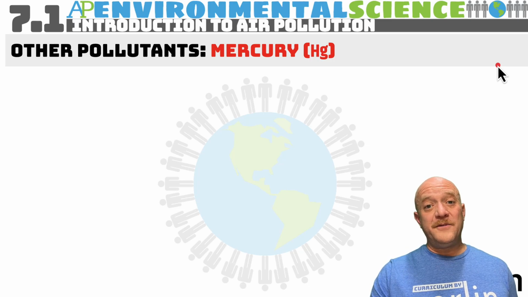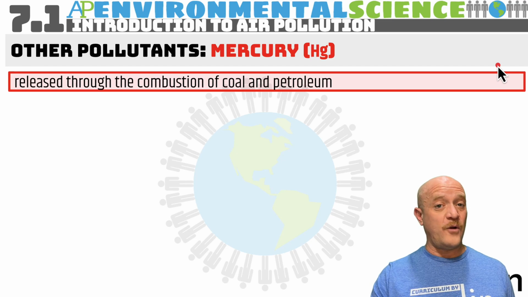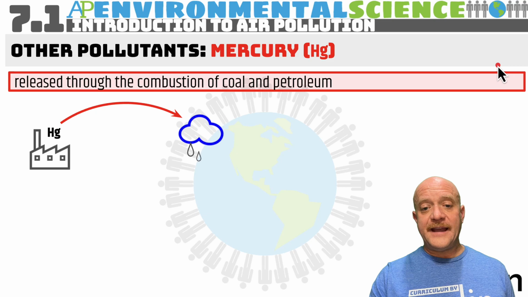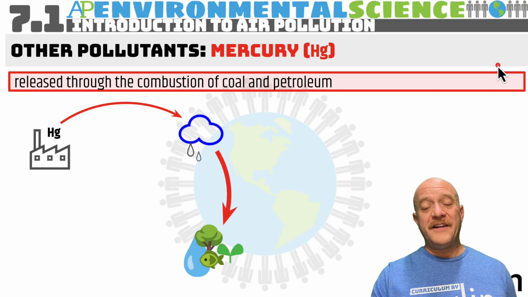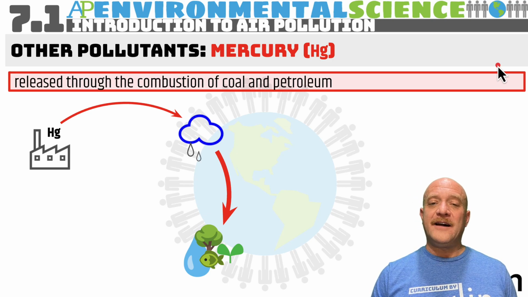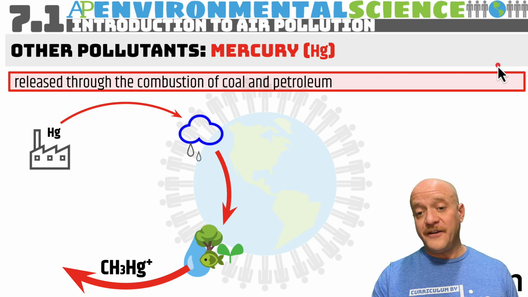Another example of a pollutant would be mercury. And mercury is released through the combustion of coal and petroleum. Mercury is released into the atmosphere where it will undergo a reaction, get mixed in with the precipitation, which will eventually fall back to Earth to be picked up with the water. It'll be picked up by aquatic organisms or by plants. And when it contacts water, it will convert to methylmercury, which is very toxic.